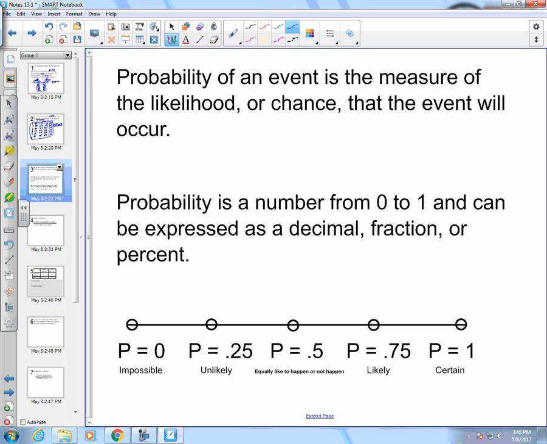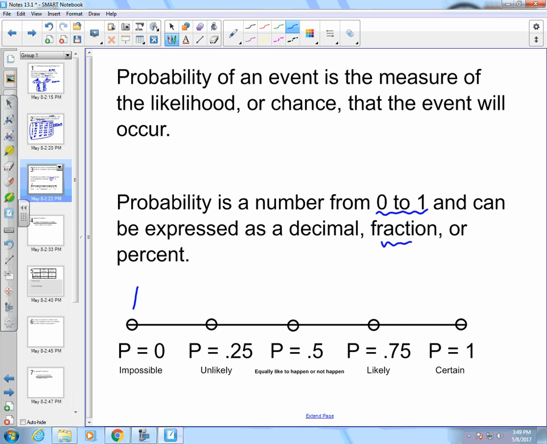Probability of an event is the measure of the likelihood or the chance that that event will happen. Probability is a number from 0 to 1, and it can be expressed as a decimal, a fraction, or a percent. For the most part, we'll be doing fractions. I do have the decimals up here so that you can see how it's related to the percentages as well.